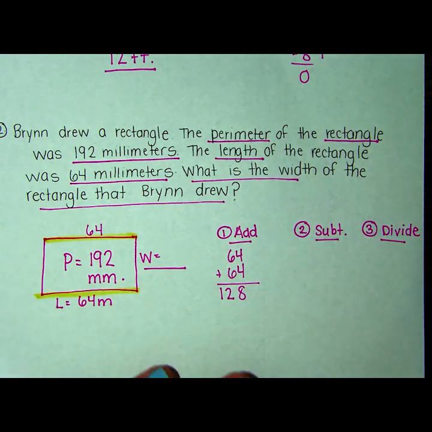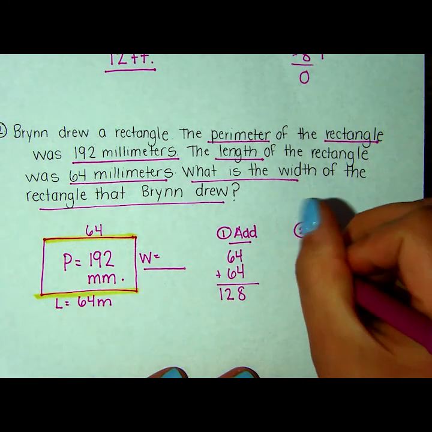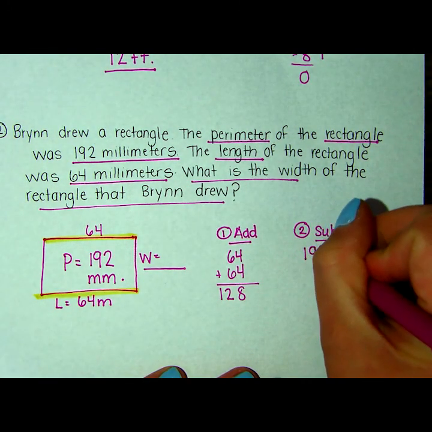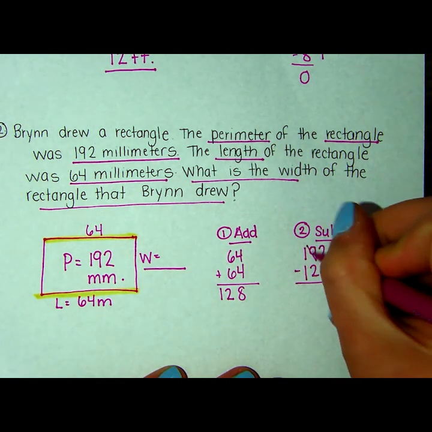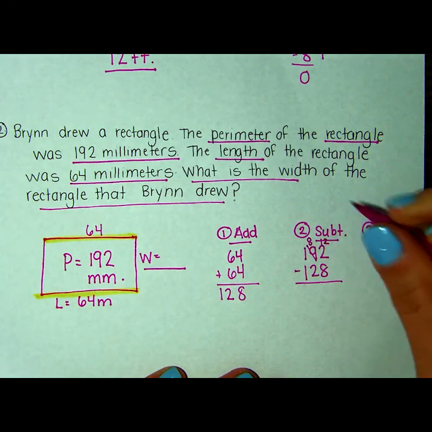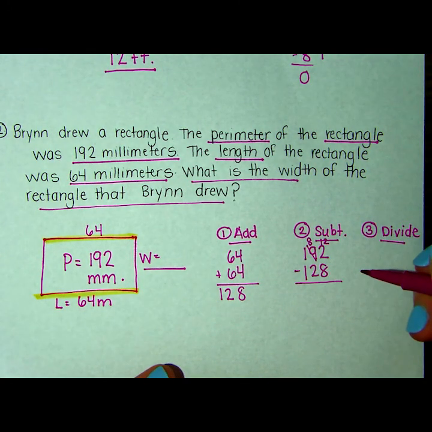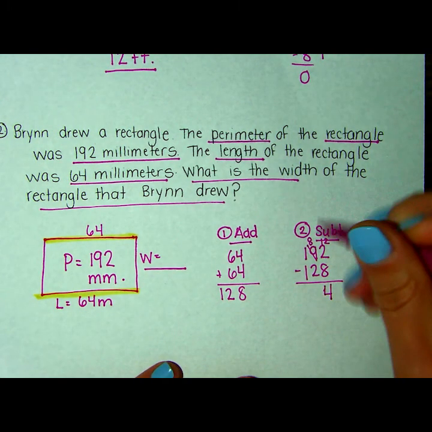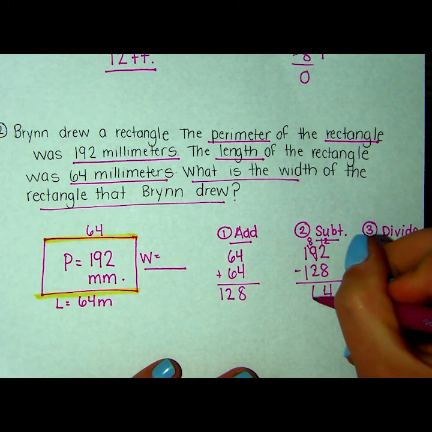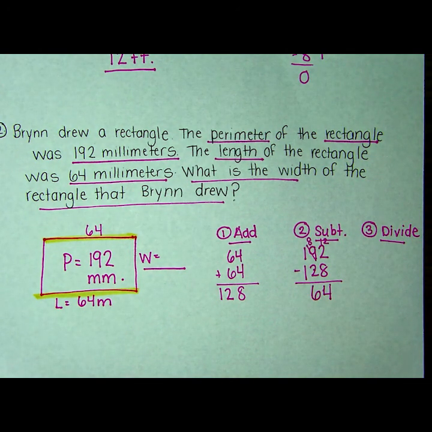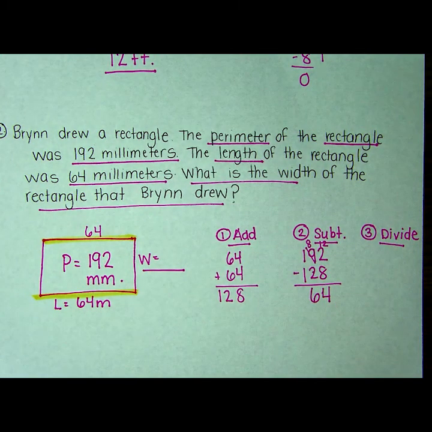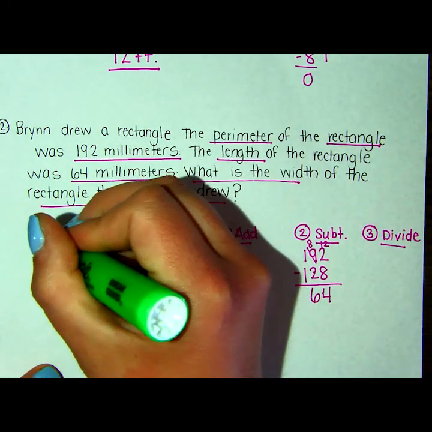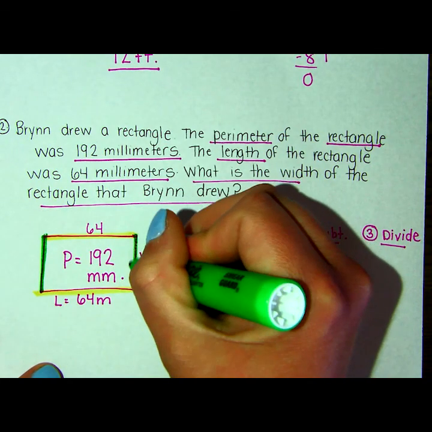So step 2, let's take that away from the total. Subtract. 192 minus 128. Can't take 8 away from 2. Borrow, that becomes an 8. That's now 12. 12 minus 8, 8, 9, 10, 11, 12. That leaves me with 4. 8 minus 2 is 6. Now, divide. So 64 represents this amount that's left over for this side and this side.